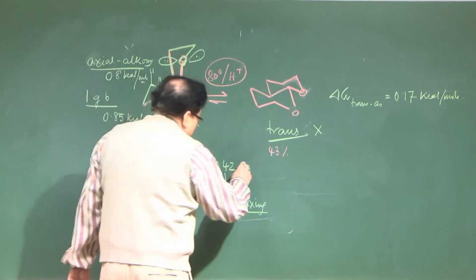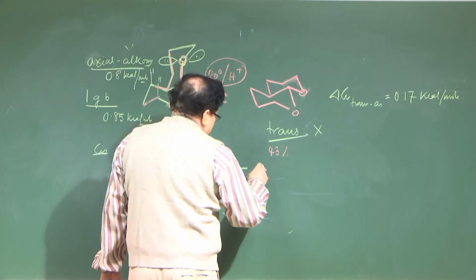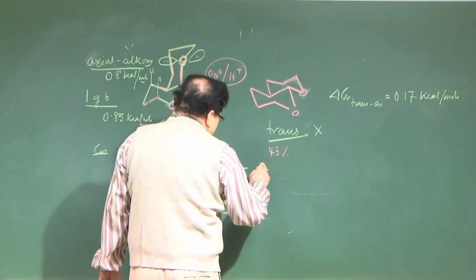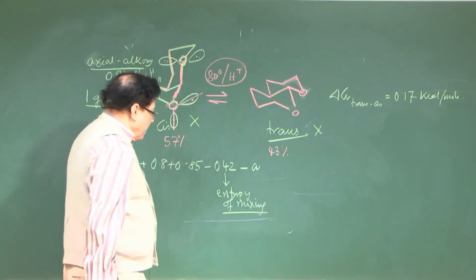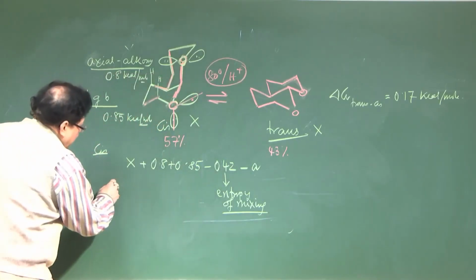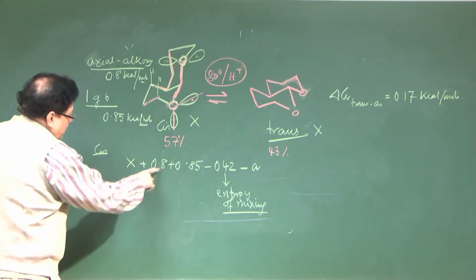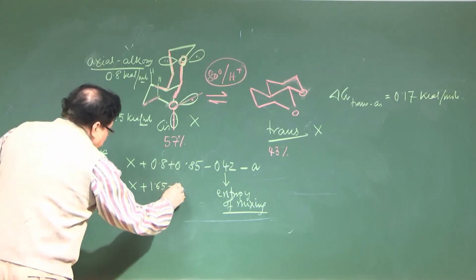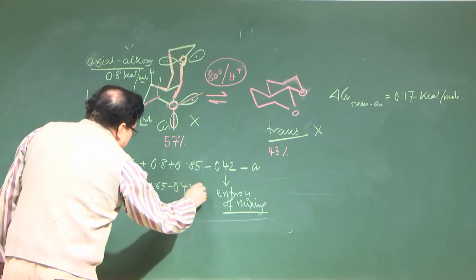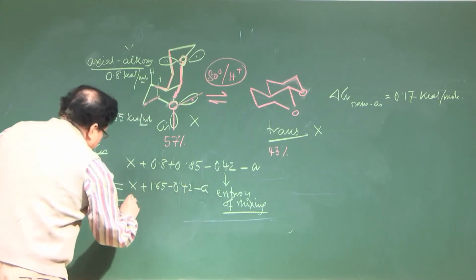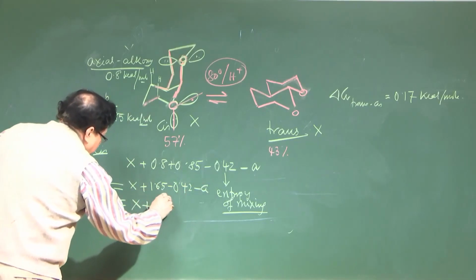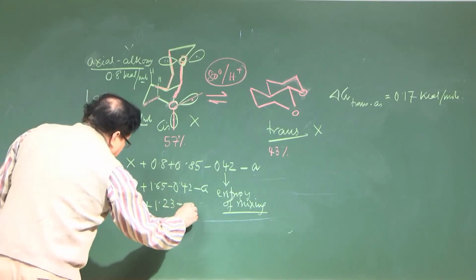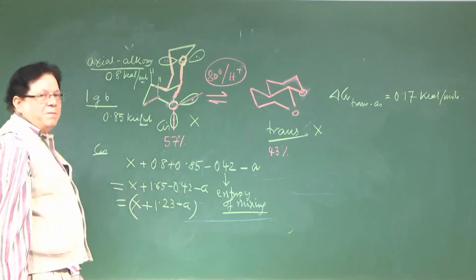So, you have to subtract; suppose the anomeric effect gives a value of A. So, minus A. If you do that, it will be x plus 1.65 minus 0.42 minus A. So, that becomes x plus 1.23 minus A. So, this is the energy of the cis form.